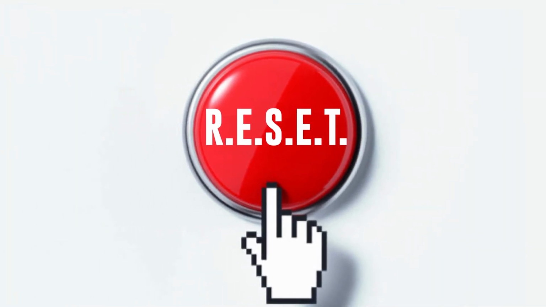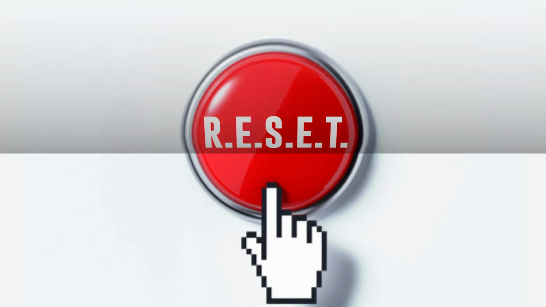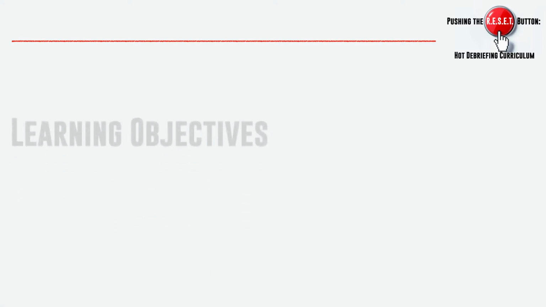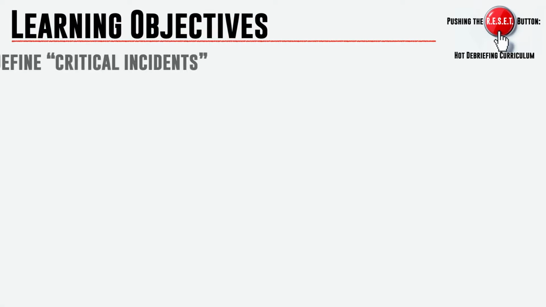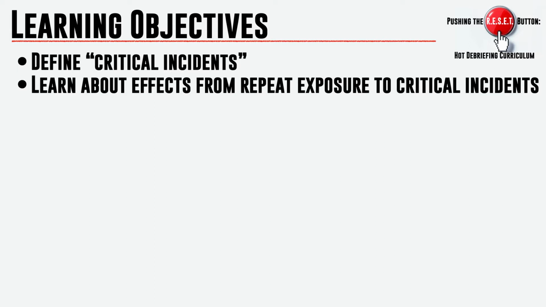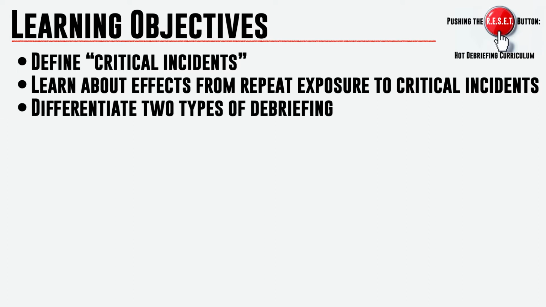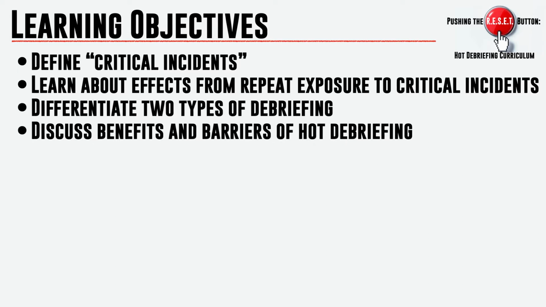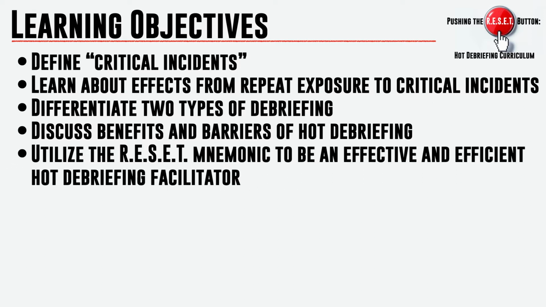Before we get too far, though, into the R.E.S.E.T curriculum and mnemonic, let's go over some learning objectives for this presentation. First, we're going to define what a critical incident is. Then we're going to learn about the effects from repeat exposures to these critical incidents. We're going to differentiate two types of debriefing, discuss the benefits and barriers of hot debriefing, and then we're going to move forward and utilize the R.E.S.E.T mnemonic to be an effective and efficient hot debriefing facilitator.